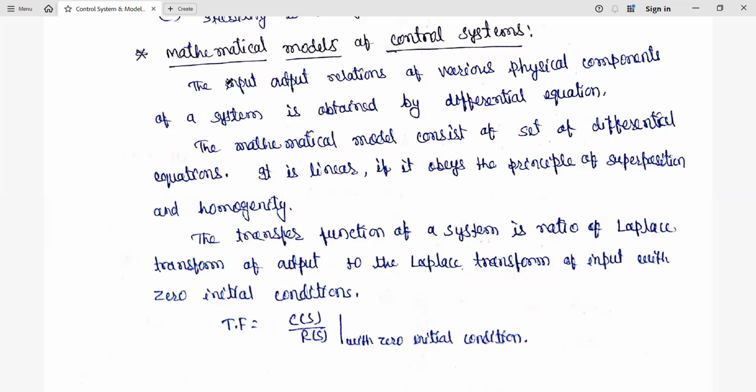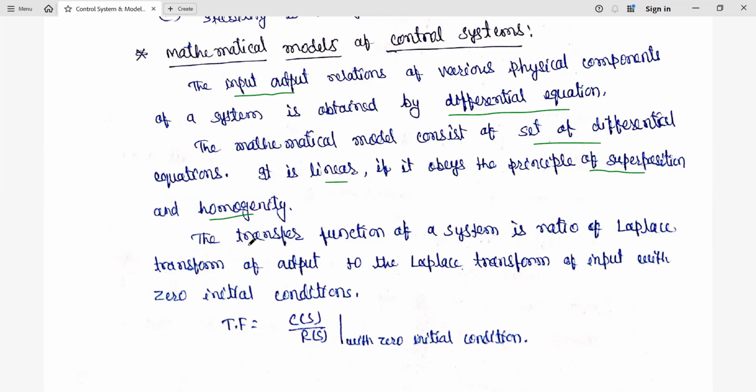Now we are going to see the mathematical model of the control system, how we are going to represent it with the help of expressions. Here the relation between input and output of various physical components of the system we are going to obtain with the help of differential equations. That mathematical model, having a set of differential equations, is linear if it follows the principle of superposition and homogeneity. If these two principles are followed, then the response will be linear.